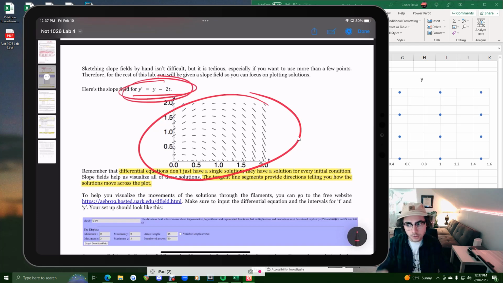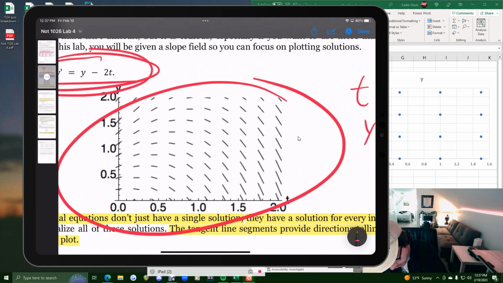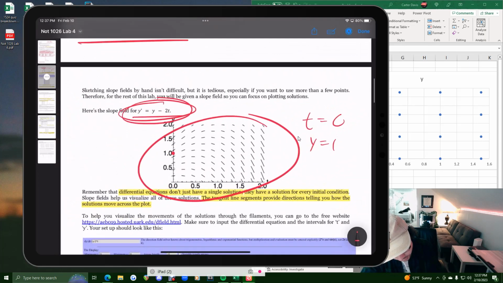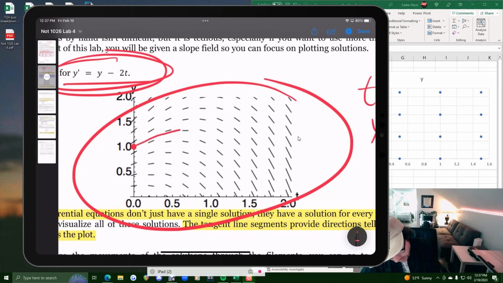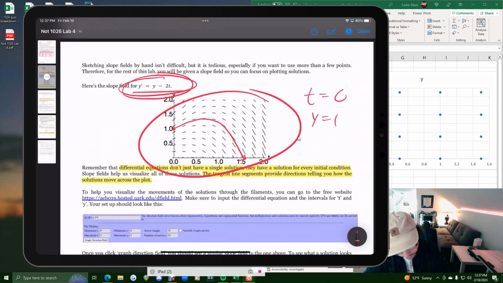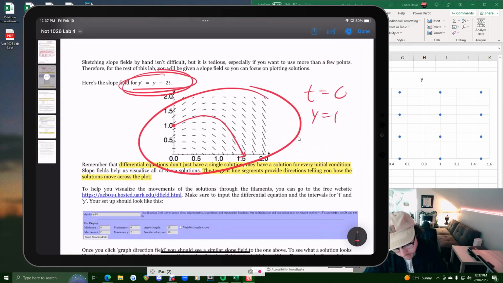And each individual solution is based upon the initial condition. The initial condition is just another phrase for the initial point that they give you. So, for example, if they gave you the initial point t equals 0 and y equals 1, you'd put a point on this graph at 0 and 1, and then the solution to the differential equation with this initial condition would follow these slope lines all the way down like this. And so you know that line I've just drawn is a solution to the differential equation.